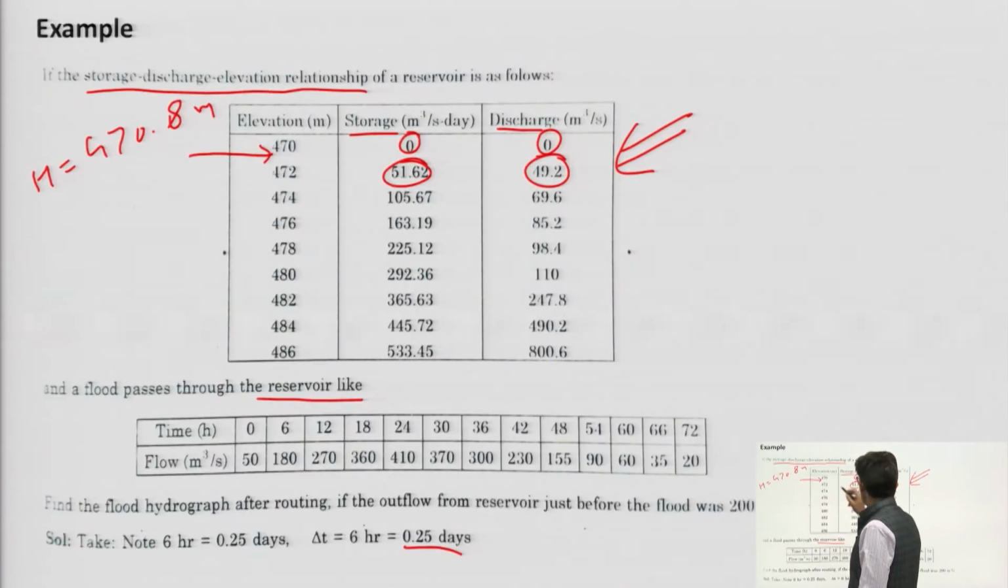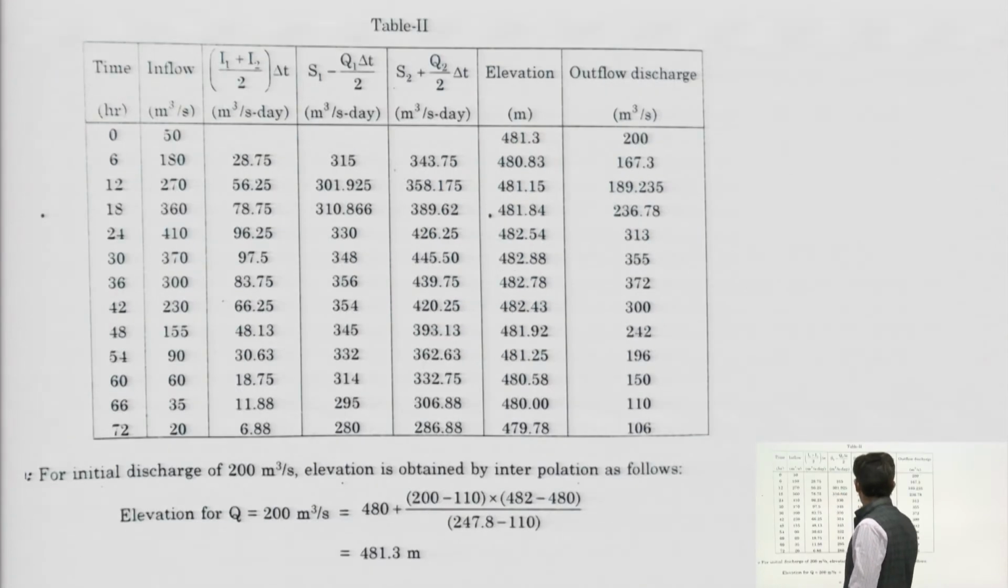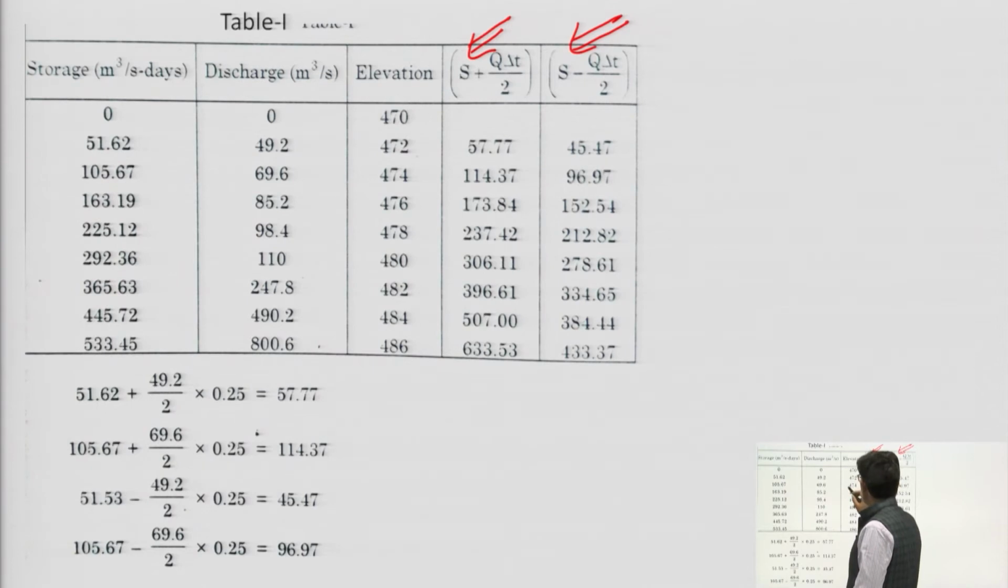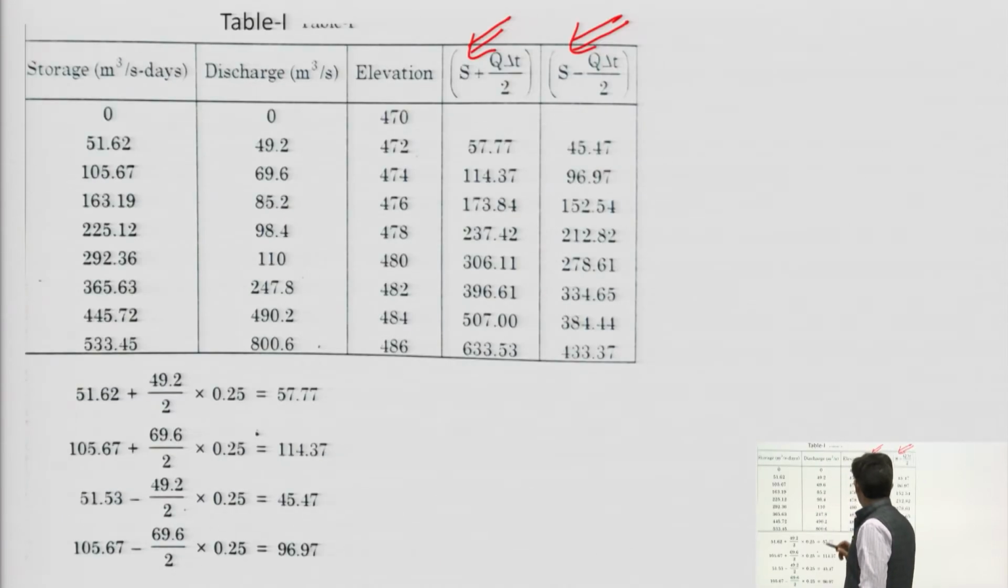Here it is given: elevation 470, it is 0, 0. At 470 it is 0, 0, and at 472 the discharge is 49.2 and the storage is 51.62. So it is arranged in the same manner, and with that data we need to calculate S plus Q into delta T by 2 and S minus Q into delta T by 2.